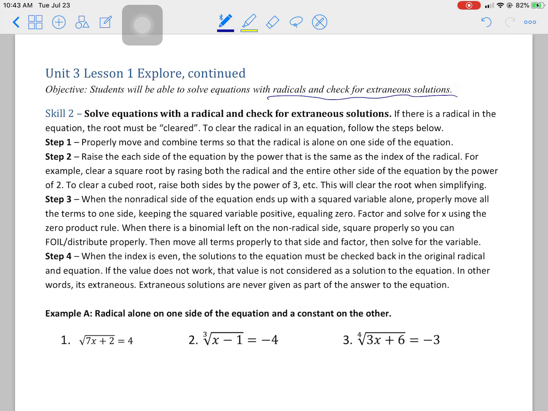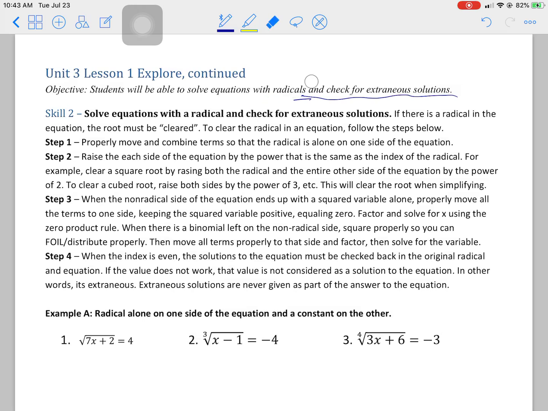Typically in these problems, you're going to get 1 or 2 answers. So if there's 2 answers, you have to check both of them. And chances are that one won't work and the other one might. So you need to check for extraneous solutions when you're using problems with radicals in it, okay?